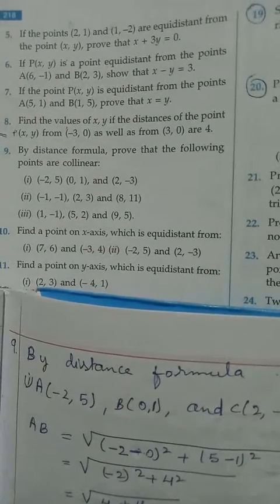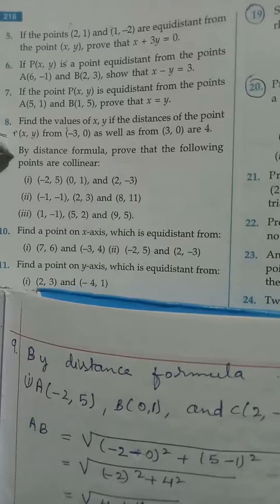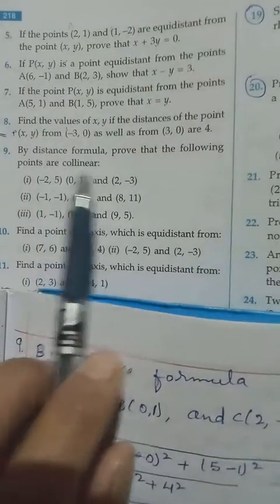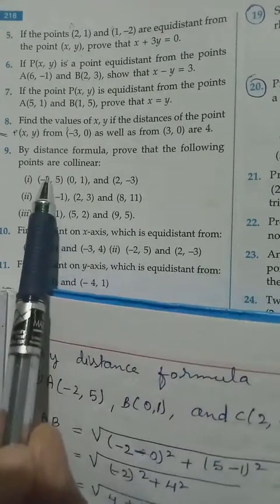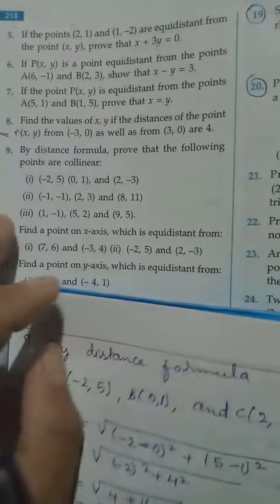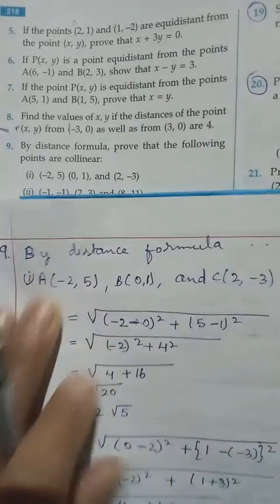Continue with chapter 7, coordinate geometry. Question number 9. Using distance formula, prove that the points are collinear. You can name the points as A, B, C, then find the distance AB, BC, and AC. Then after that, you see the sum of the smaller two equals the big one.